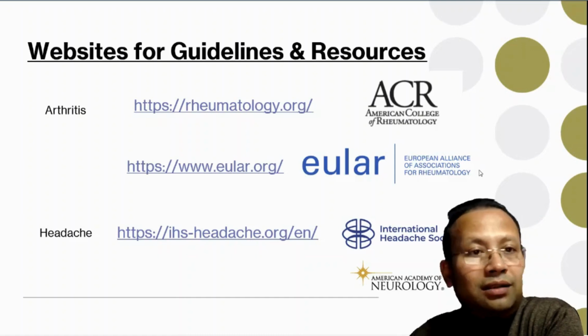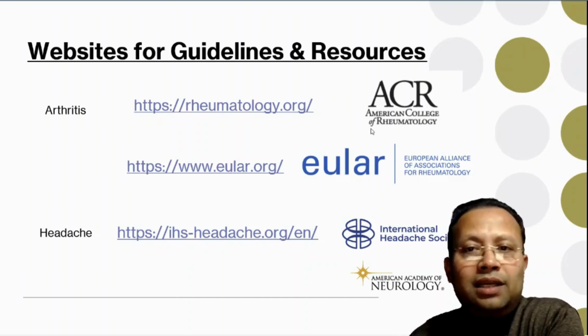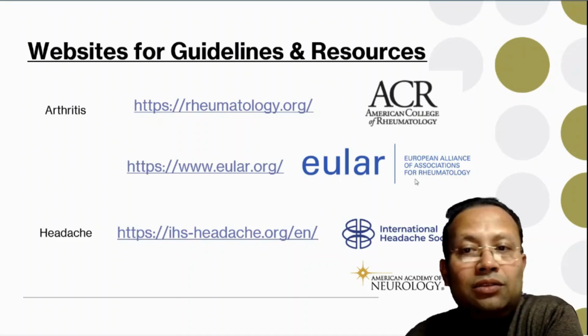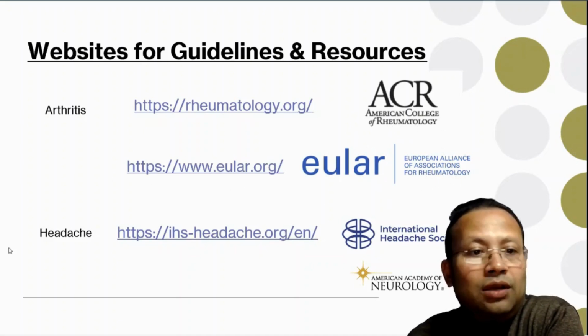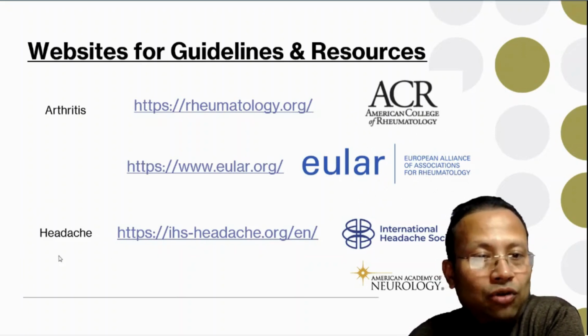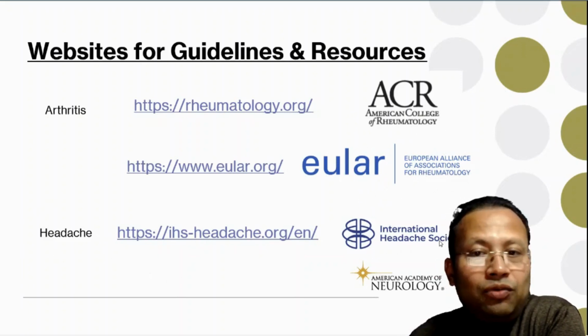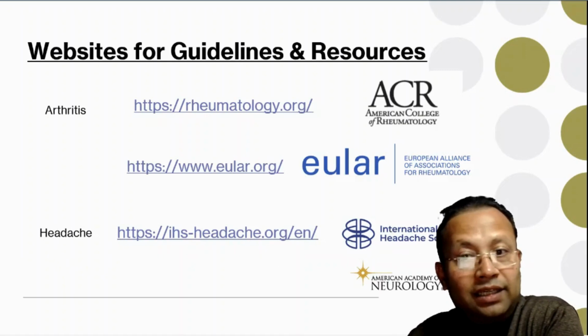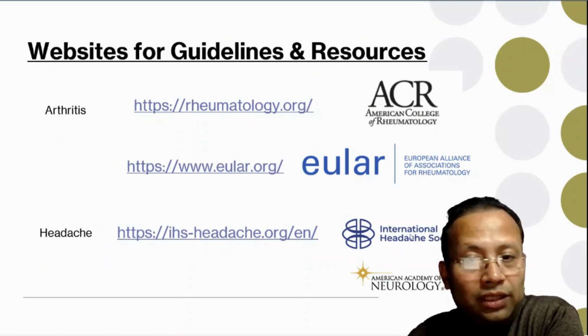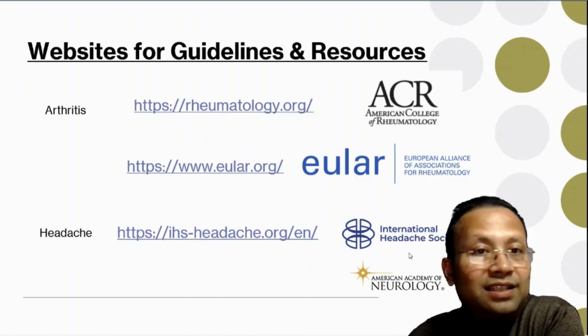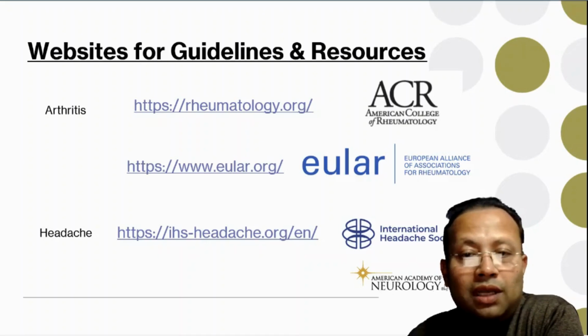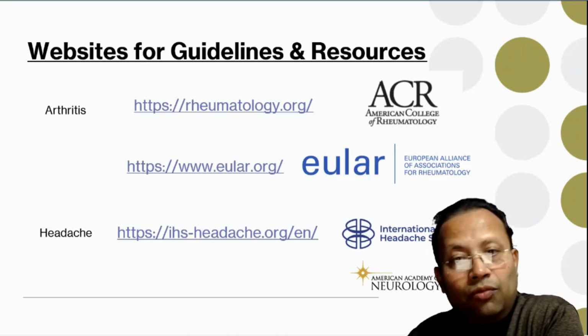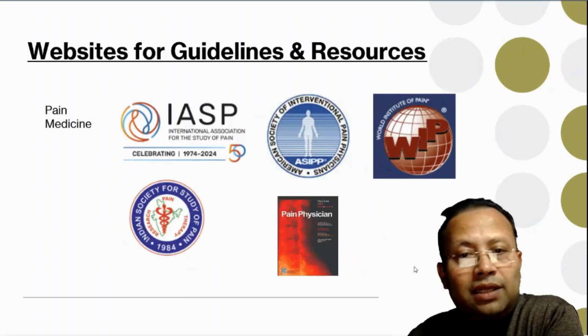When arthritis is concerned, we mostly follow the guidelines of ACR and EULAR. ACR means American College of Rheumatology, and EULAR means European Alliance of Associations for Rheumatology. When we talk about headache, we follow the guidelines of the International Headache Society, which has the ICSD 3 guidelines, or the American Academy of Neurology. Both guidelines are important for our pain practice.